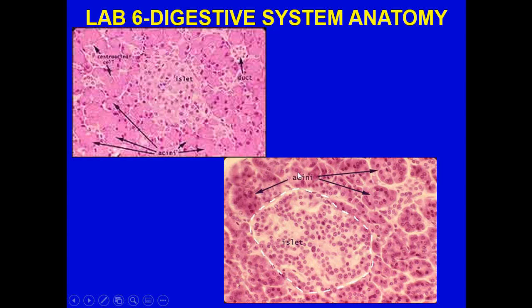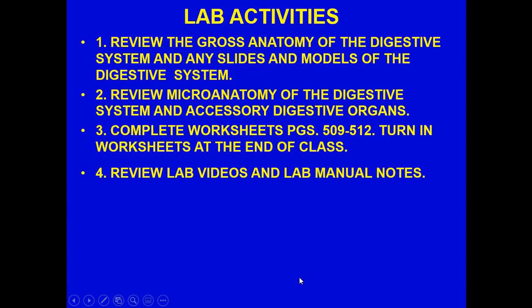Here is your acini here in this image, and you notice that this is lighter staining here. These guys are darker staining. This is your islet of Langerhans with the cells that produce the various types of endocrine secretions we would call hormones, okay? All right, we're pretty much done here.